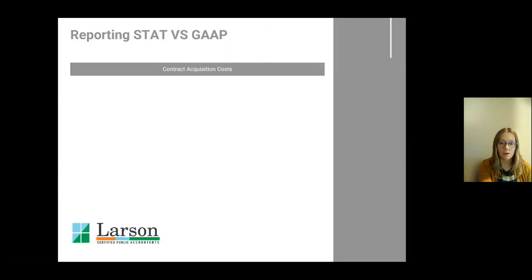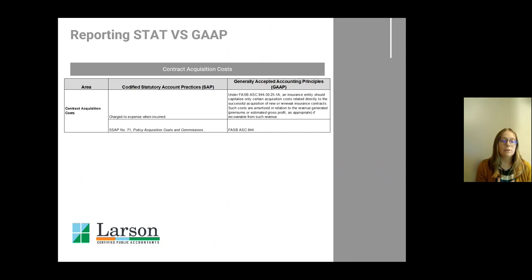Next is contract acquisition costs. This is generally commissions associated with issuing policies. For statutory, those expenses are charged to expense when they are incurred. So when a policy is sold and commission is paid, all of the commission is expensed through the income statement. For GAAP, that commission expense is recognized over the life of the policy. It's not expensed up front. It goes through the income statement year over year, amortized over the life of the policy. So for statutory, expenses are front heavy, whereas GAAP shows them over the life.